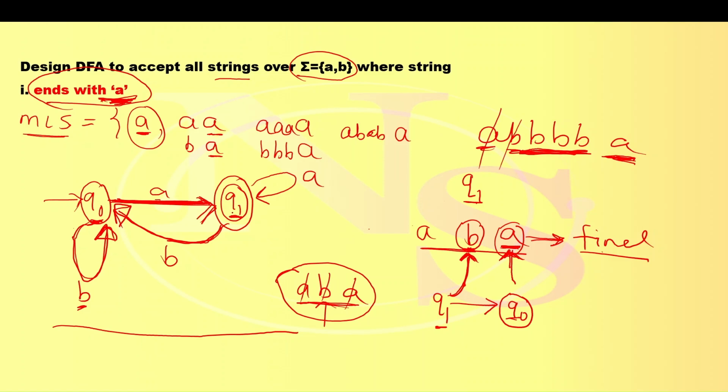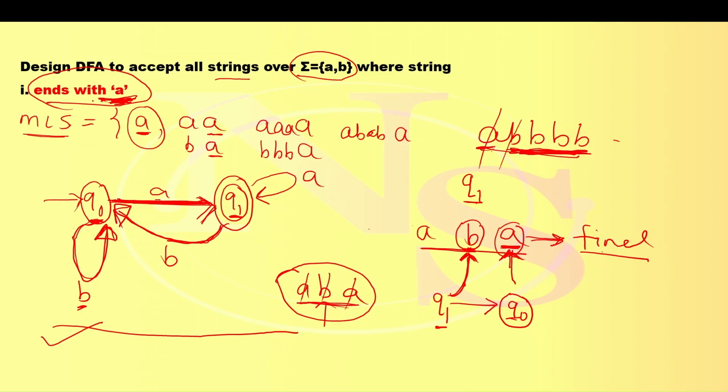You may ask, if it's not ending with A, then what will happen? Is this invalid? Yes, this is invalid, and it will not go to the final state. After reading the first A, for all the B's, the automata will remain in the Q0 state. It will not get accepted. The automata will be in the non-final state. Hence, this is the final answer for the string ending with A.